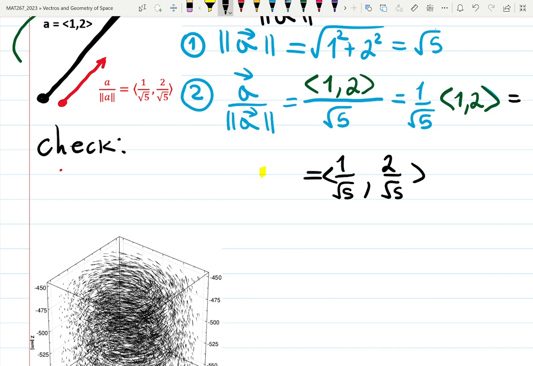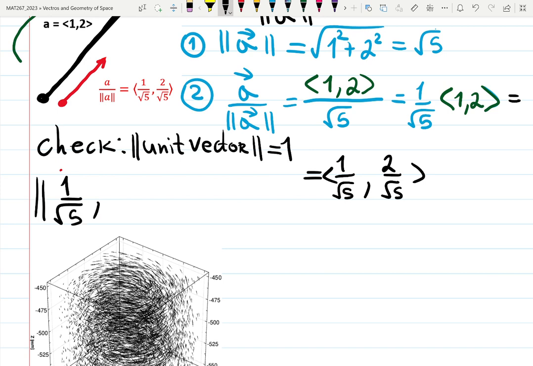We know that the magnitude of the unit vector had better be 1. That's the whole point. That's why it's called a unit vector. So let's check that. We want to check the size of the vector we just built: 1 over square root of 5, comma, 2 over square root of 5.